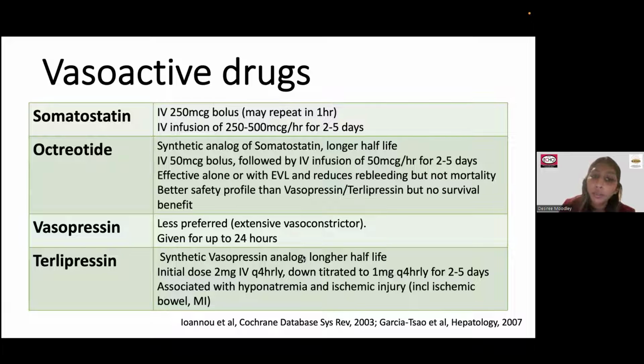And it's actually got a better safety profile than vasopressin or terlipressin, but there's no real mortality benefit that's been shown. Vasopressin is less preferred, and that's because of its extensive vasoconstrictor action, and you give it for only up to 24 hours. Terlipressin is a vasopressin analog with a longer half-life. What's to note here is that it's associated with hyponatremia, so you need to monitor the sodium and bear in mind that it can cause ischemic injury.